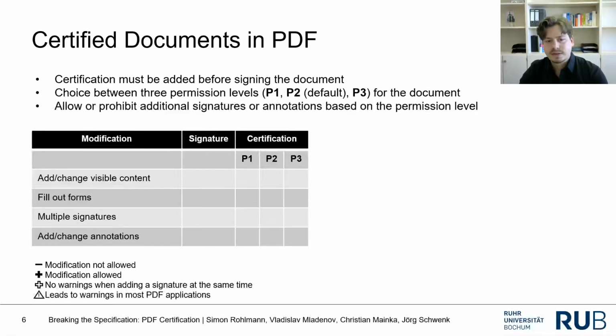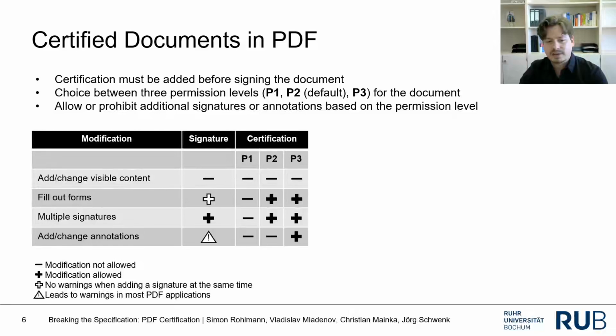So let's take a look at the difference between signed and certified documents. Adding or changing visible content is not allowed in a signed or certified document, but you can fill out forms in certified documents P2 or P3. In signed PDF documents, this usually leads to warnings if you do not add a signature at the same time. But adding multiple signatures is also allowed in signed PDFs and on certified documents at level P2 and P3.